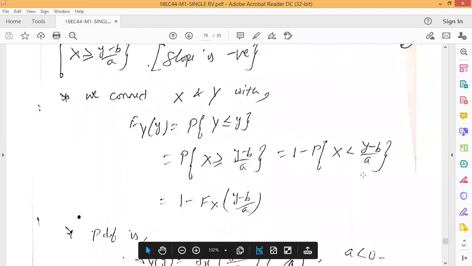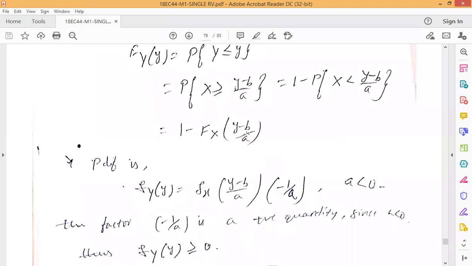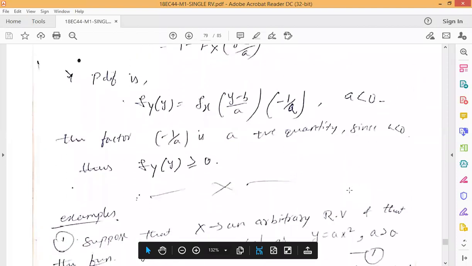This probability of X less than (y minus b) by a represents the CDF F_X of (y minus b) by a. And the corresponding PDF is obtained by taking the differentiation of this. So that will be represented as f_Y(y) is equal to f_X of (y minus b) by a, into 1 by a, but with the negative sign, as the equation itself shows that a is less than 0.